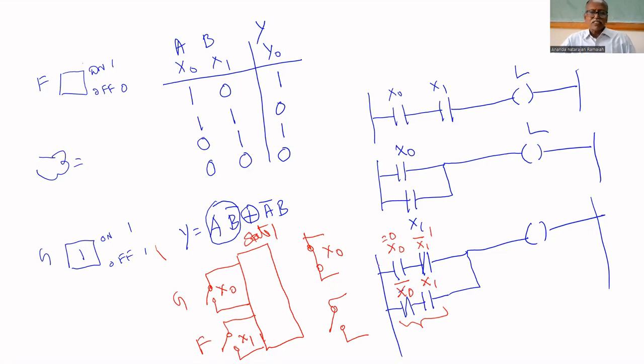Now, let us check whether the lamp is glowing or not. X0 is 1. X1 bar is also 1 because X1 is open. That's why that is also 1. Already I told you that for a normally closed contact, if you give 0, it becomes 1. If you give 1, it becomes 0. So both are 1. That's why the lamp will be turned on. Am I correct or not?